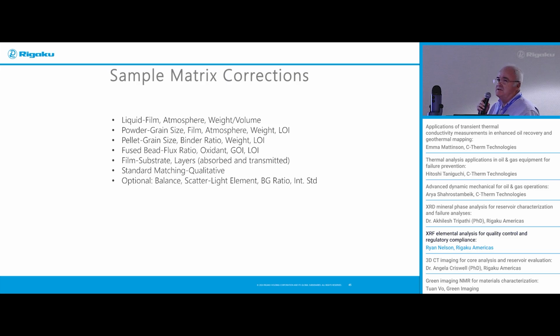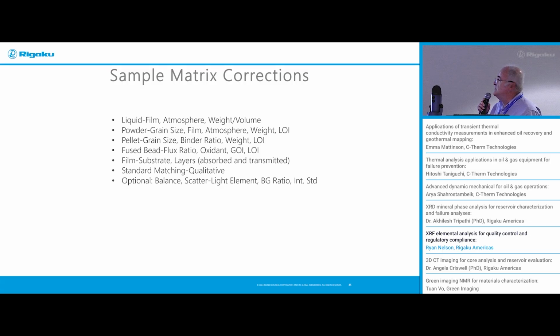Sample matrix corrections. So employing all of these is generally up to you. Some are automated. Liquid film in the atmosphere, weight volume because it's mass per unit area. Powder, grain size again I mentioned, weight, LOI, pellet, fused bead, flux ratio of the material, which you can correct for a sample to sample. Whether it was oxidized, gain on ignition and loss on ignition.